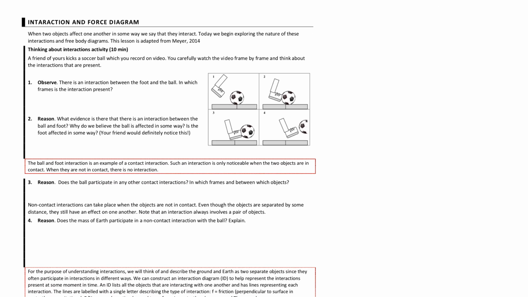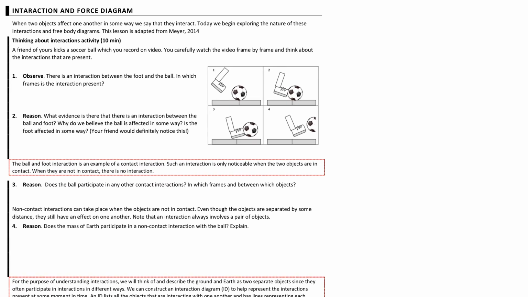Let's talk about interaction and force diagrams. So when two objects affect one another in some way, we say that they interact. Today we begin exploring the nature of these interactions and free body diagrams. This lesson is adapted from Mr. Chris Meyer, and this is the lesson from 2014. So you can try this activity on your own, especially this first part of it: just pause the video, think about it a little bit, try answering the questions, and then I'll go over it.